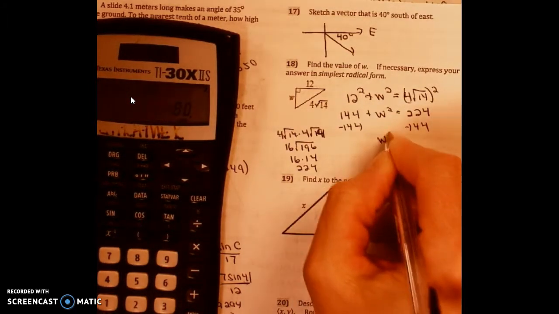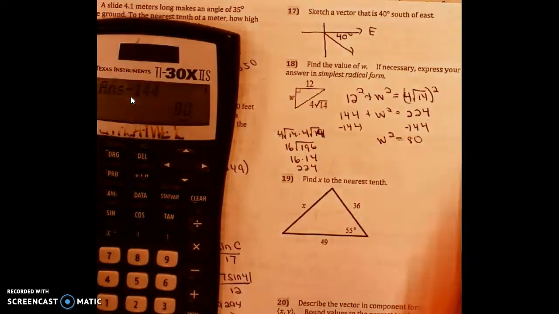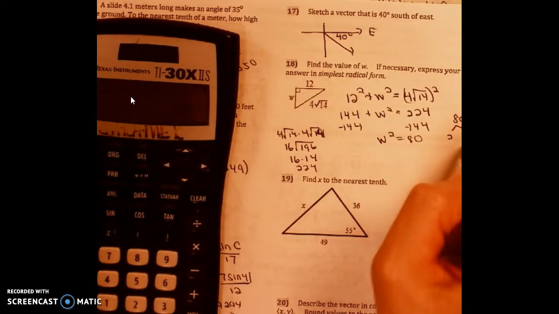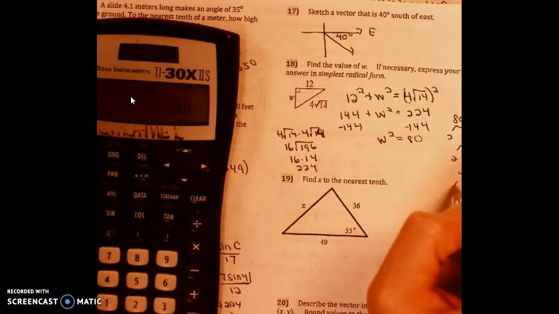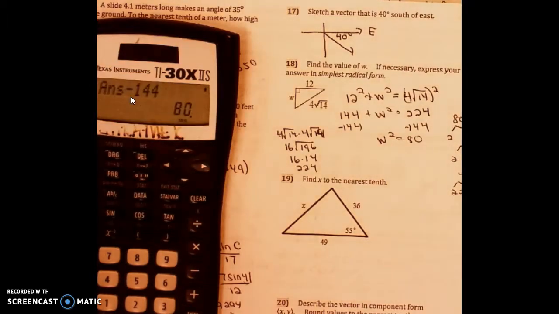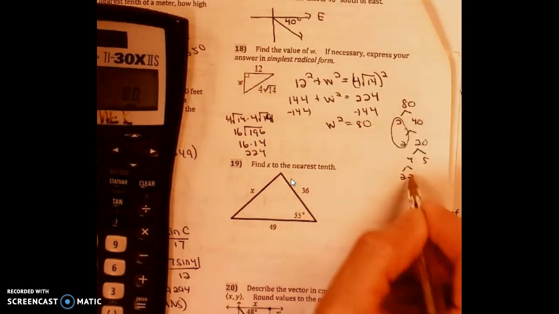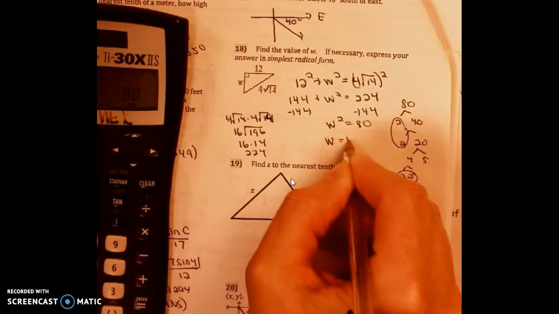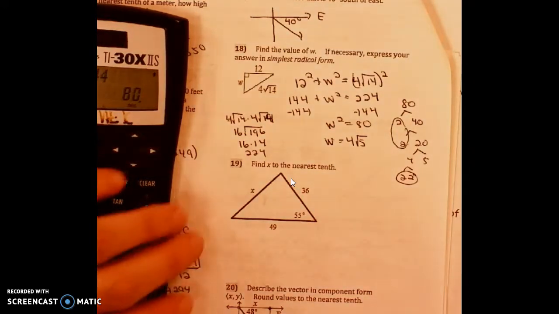And it wants our answer in radical form. So I'm going to come over here and do that factor tree. Got 2 and 40, 2 and 20. So if you notice, we have a pair of 2's and a pair of 2's. Those get multiplied together and come to the outside, and we get 4 radical 5.